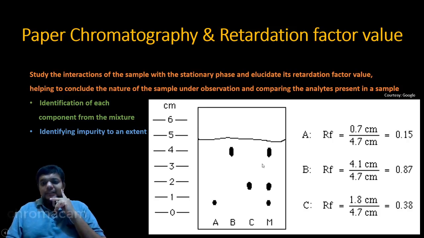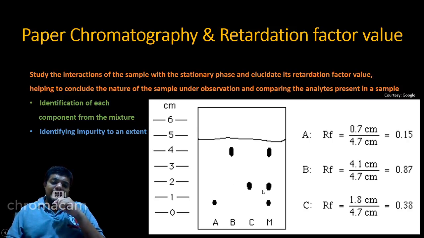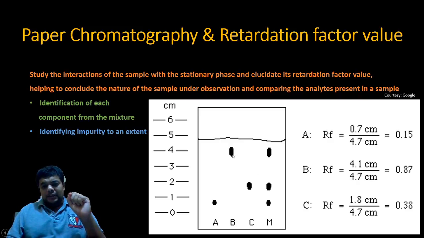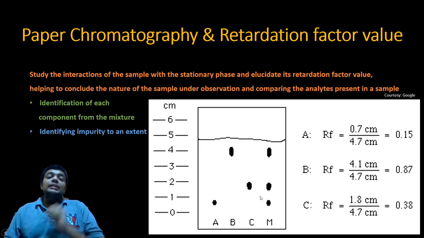And when a mixture is running, you can correlate the three spots and you can very well identify, yes, that this spot is corresponding somewhere to B, this is corresponding somewhere to B, and this is corresponding somewhere to A. So friends, this is how you can find the corresponding points and identify each component. You can even identify the impurity to an extent.